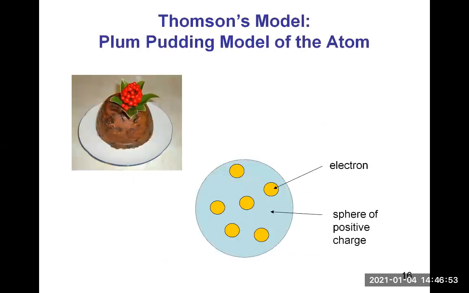So Thomson devised a model, and he called it the plum pudding model of the atom, where you would have the electrons like the plums or raisins in a muffin, embedded in a sphere of positive charge, the muffin. So that was his view of the atom.